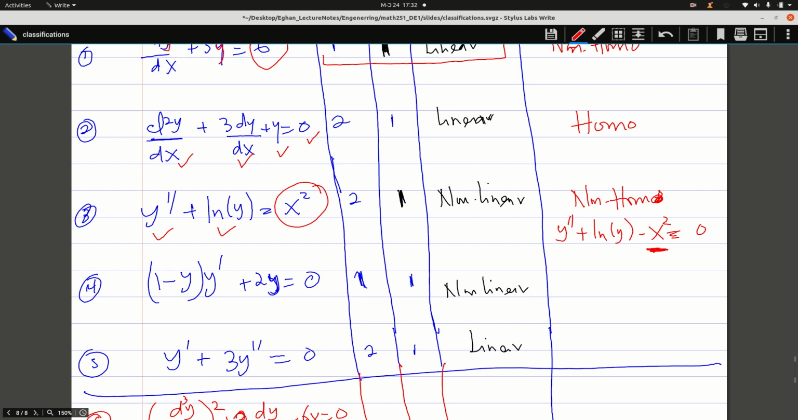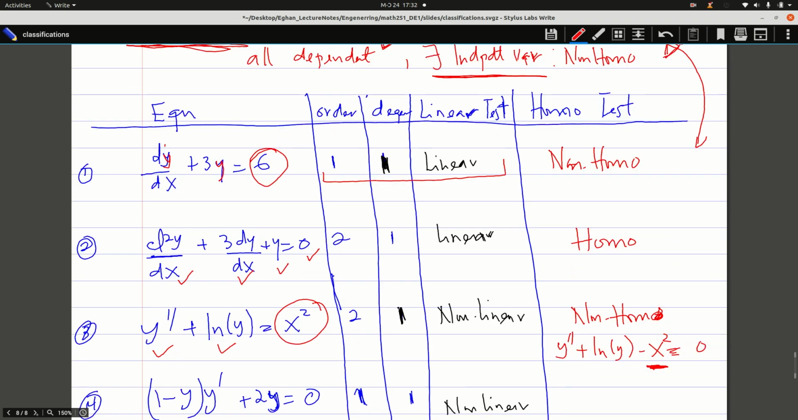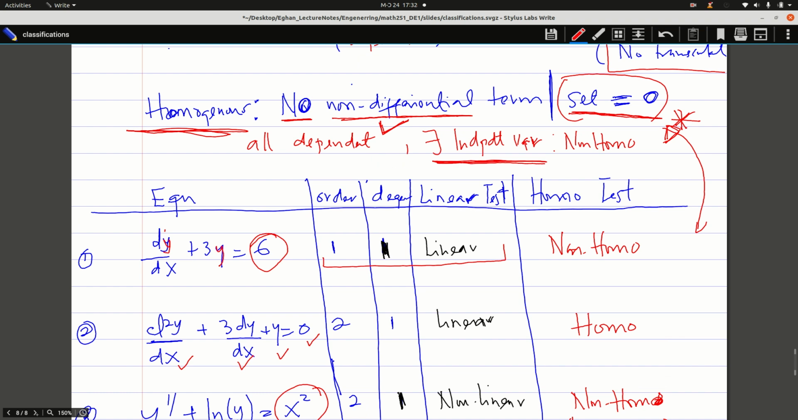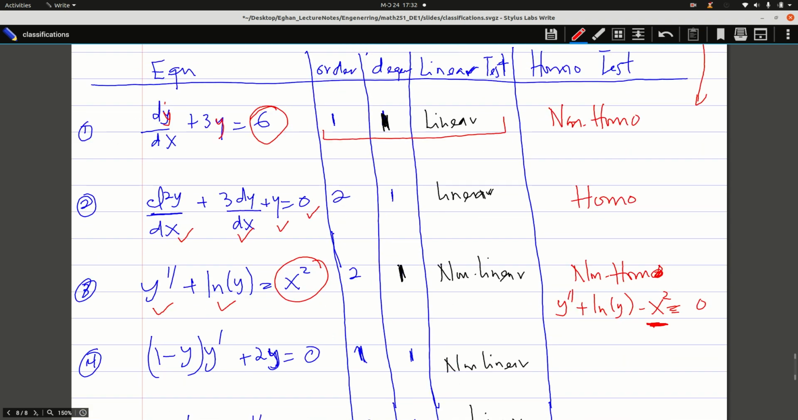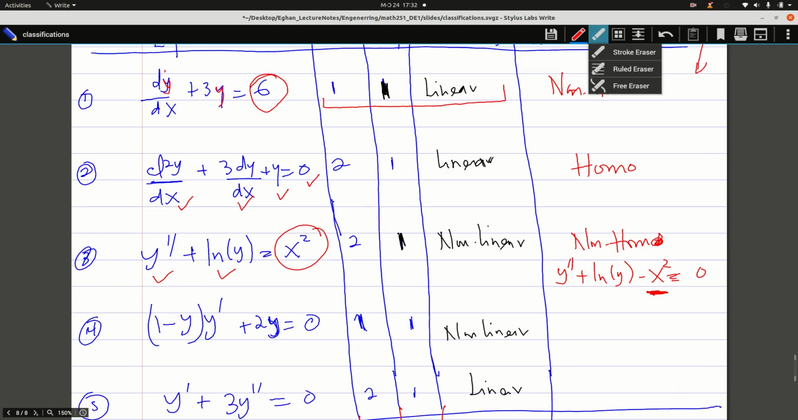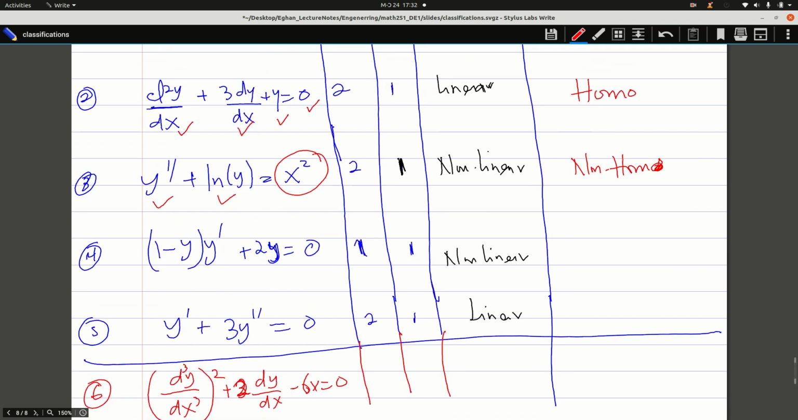So don't dwell on just the setting to 0, but look out for the non-differential term, or the term that has the independent variable alone. It means your equation is not homogeneous. So let me clean this up. Example 4, is it homogeneous? I have the terms of the dependent here, terms of dependent set to 0. Okay.